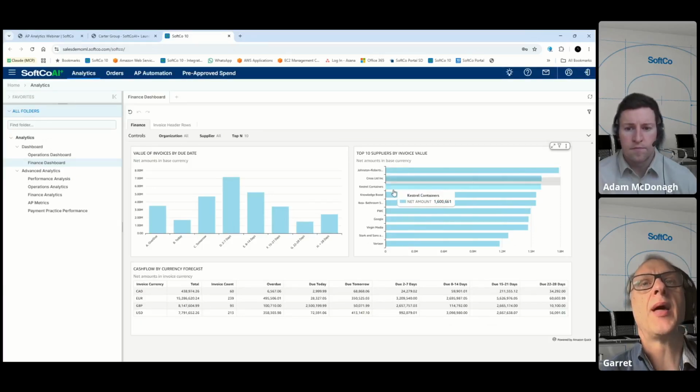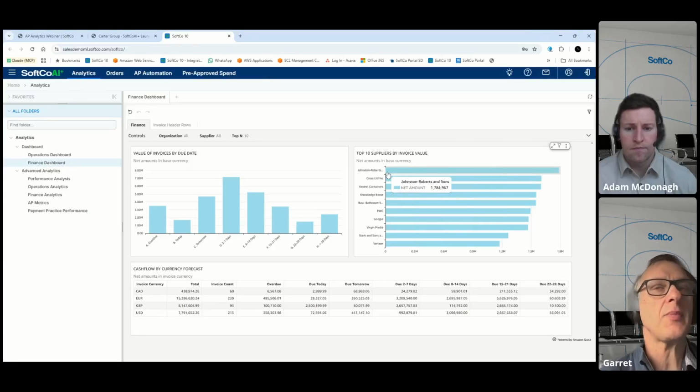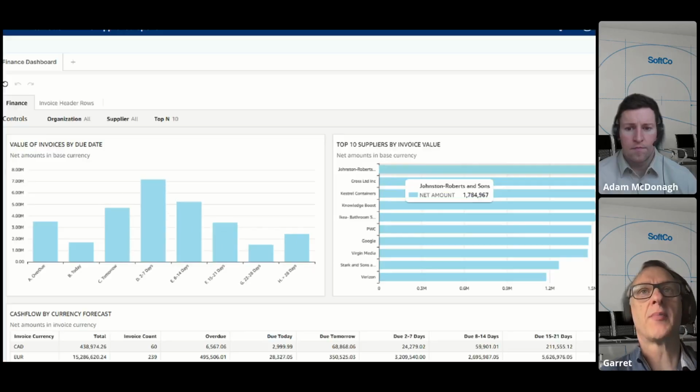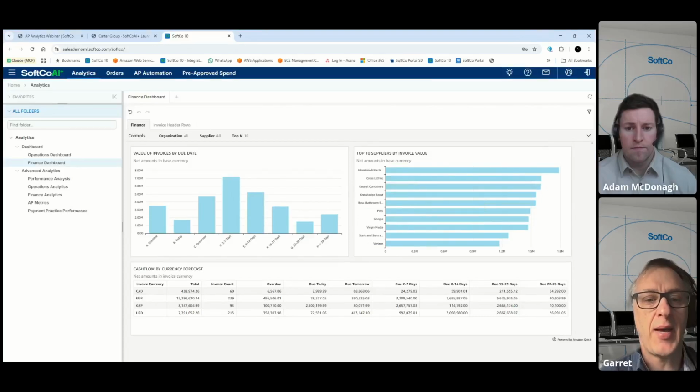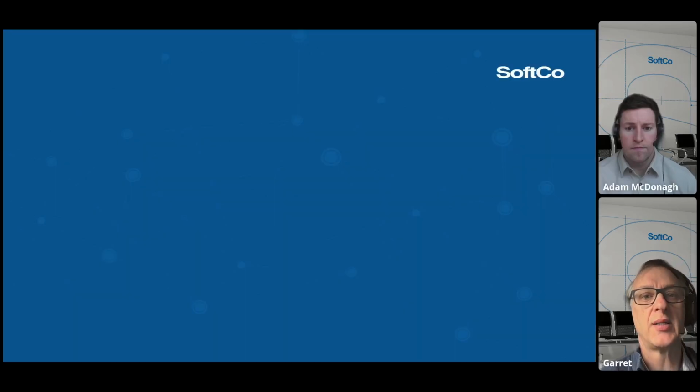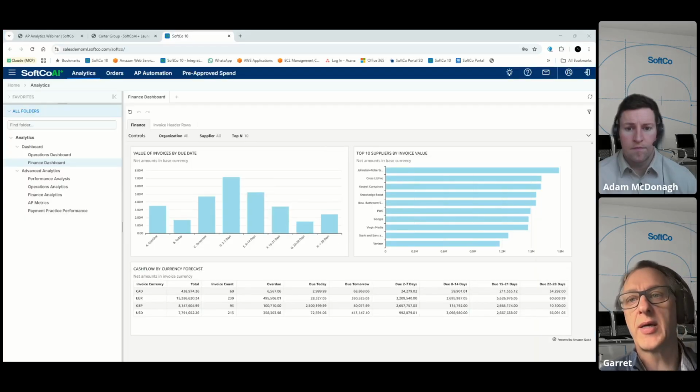And then you can see profiled by your particular suppliers what your exposure with active invoices is on a supplier by supplier basis, so you can make sure that strategic suppliers are being paid on time, and that you're not in danger of being put on hold by a key supplier because you failed to pay an invoice on time.